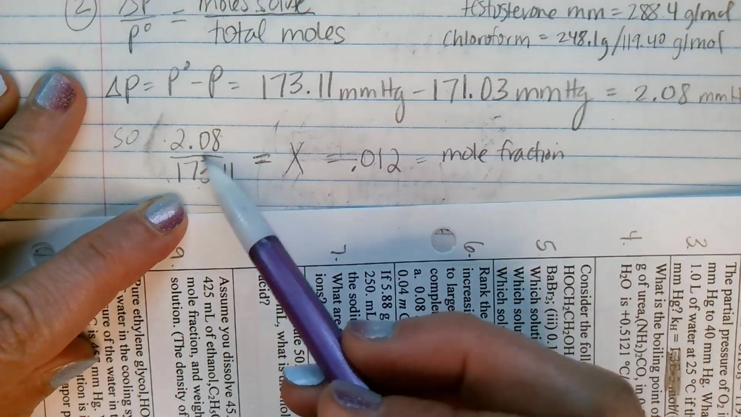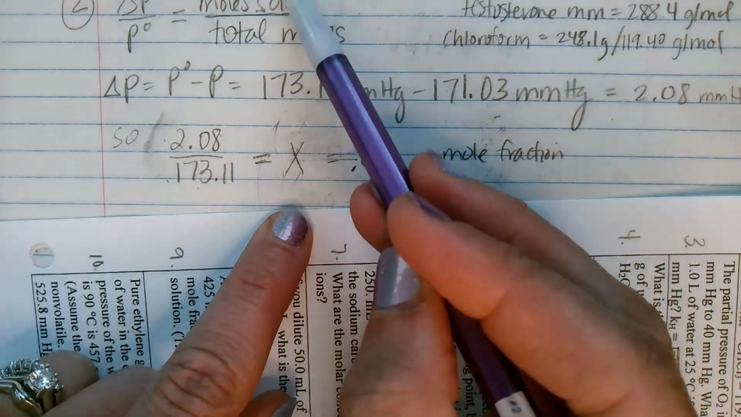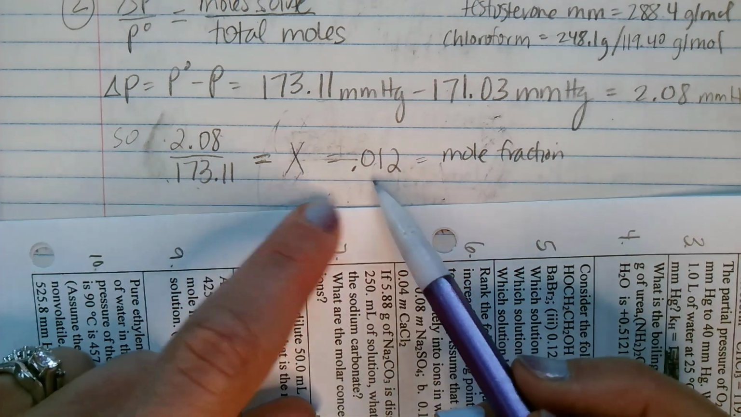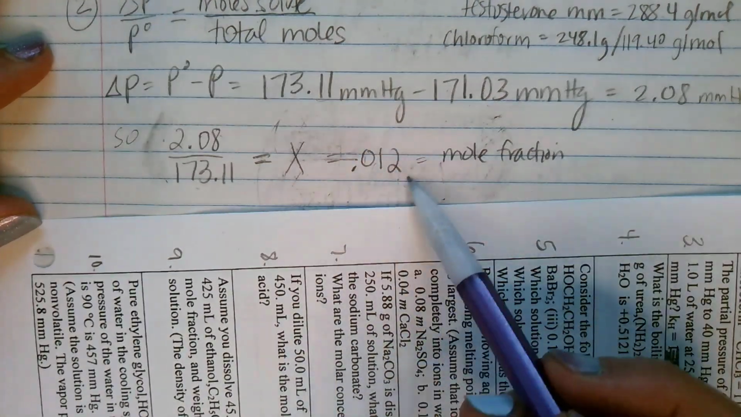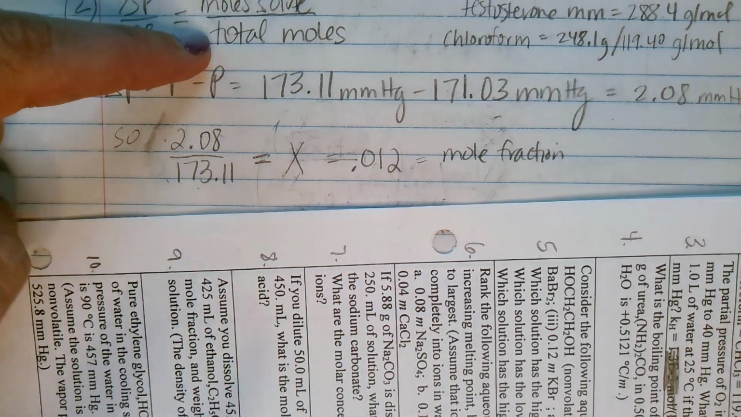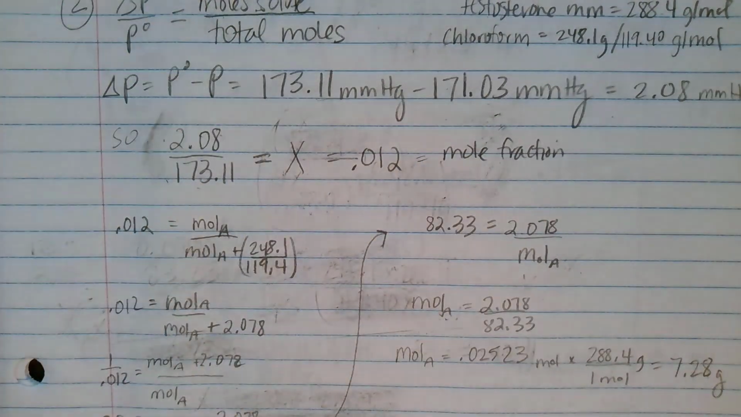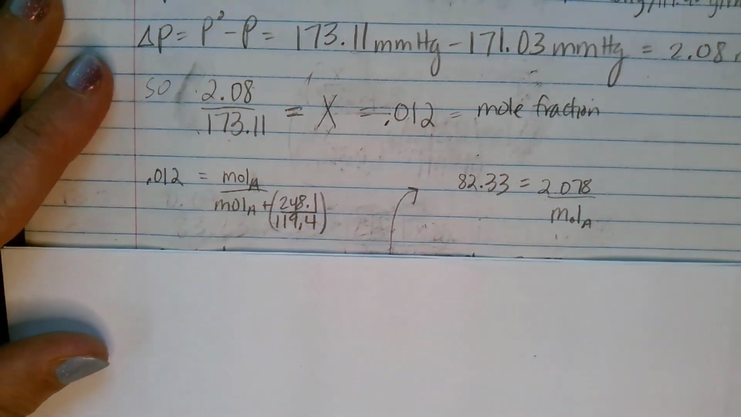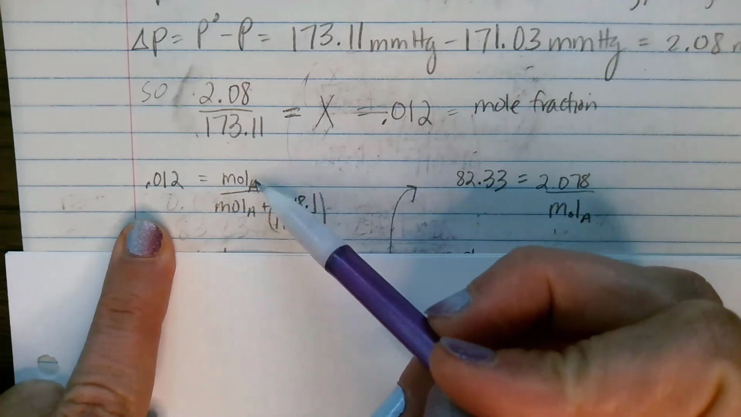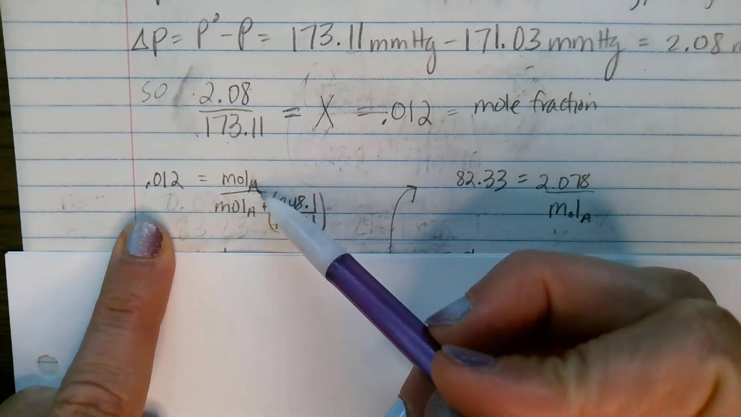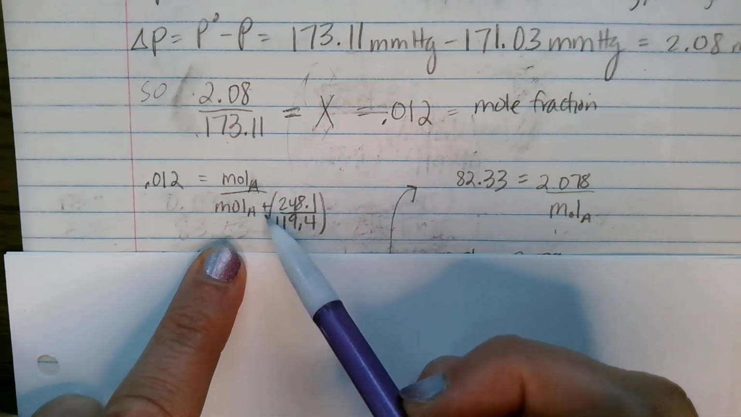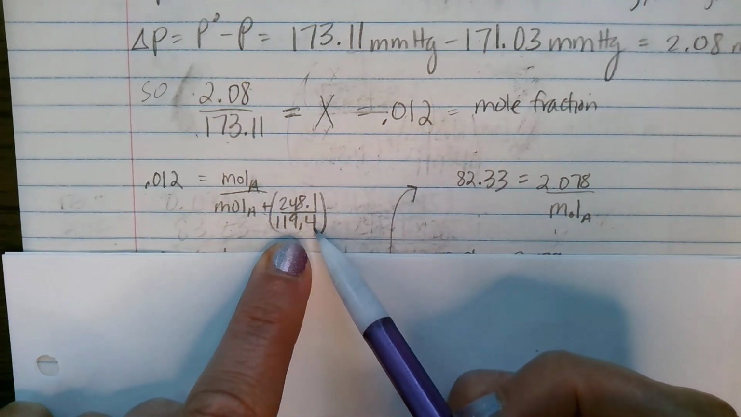So that is equal to X, right? That's what we saw for. Now X, that mole fraction, is 0.012. We can say that X is equal to the moles of solute over the total moles. That's what a mole fraction is. So I'm going to say 0.012 is equal to the moles of solute over total moles, which would be the moles of solute plus the moles of the chloroform.